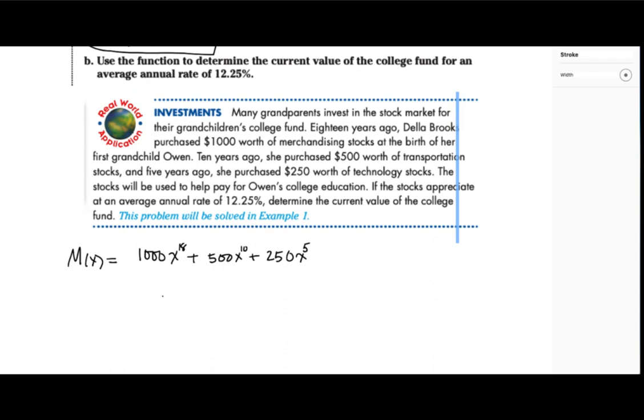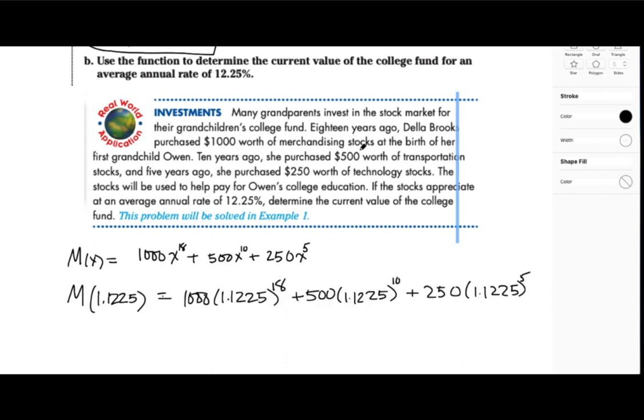So now let's go ahead and use that information to do part B. Part B says use this function to determine the current value of the college fund for an average annual rate of 12.25. So as discussed earlier, we know we're basically finding the value of this function at 1.1225, right? And so you get where that came from.